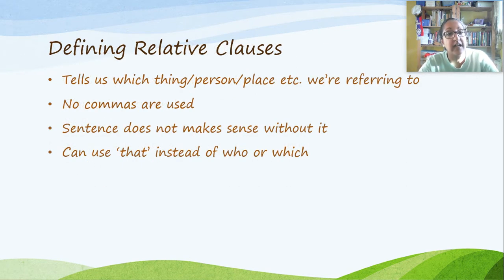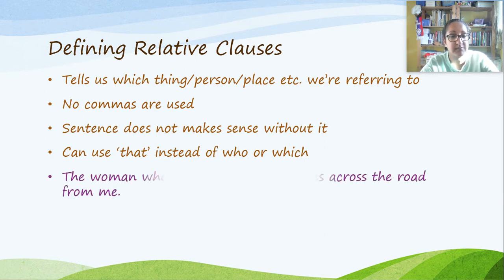Let's have a look at defining relative clauses now. These tell us which person, place, or thing we're referring to. We don't use any commas, and the sentence does not make any sense without it. So we must have the relative clause in the sentence. And here we can use that instead of who or which. Let's look at some examples.